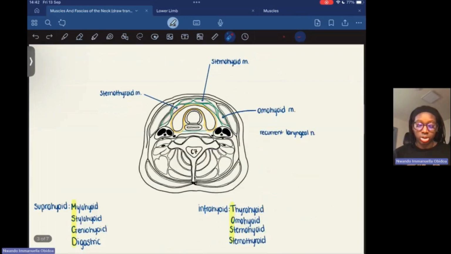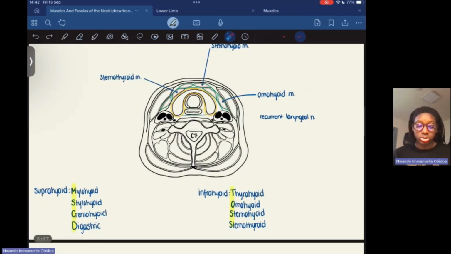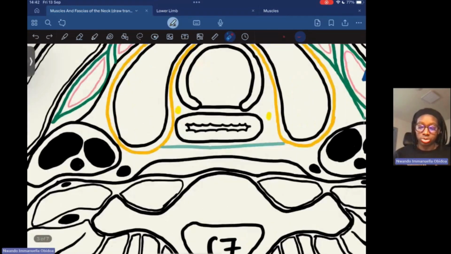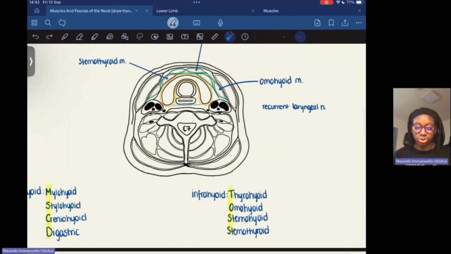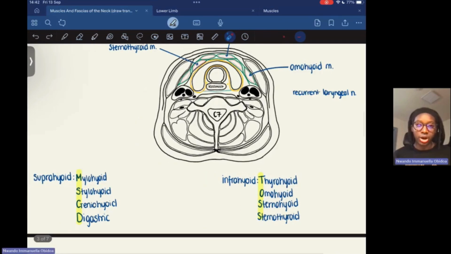Moving on to the pretracheal fascia. The pretracheal fascia is where you can find your infrahyoid muscles, your trachea, your esophagus, and the thyroid gland, and also the recurrent laryngeal nerve. This nerve is a branch of the vagus nerve, which I will show you later on in a different diagram.